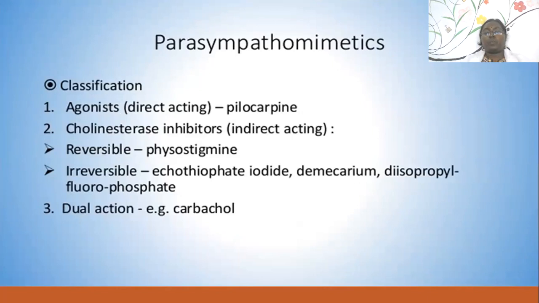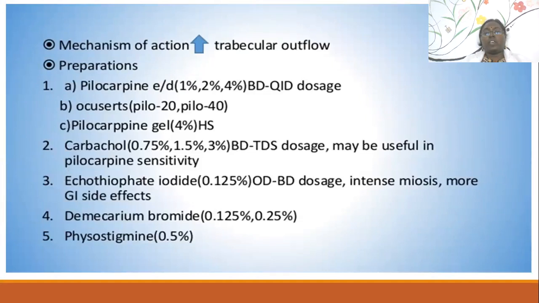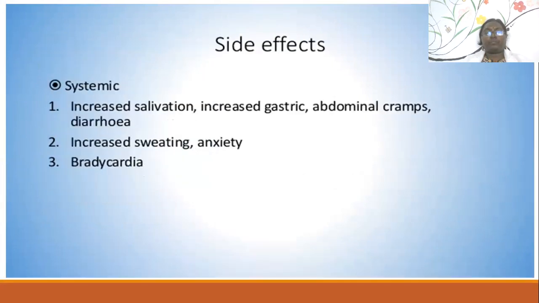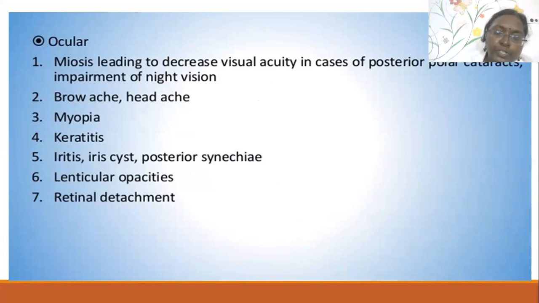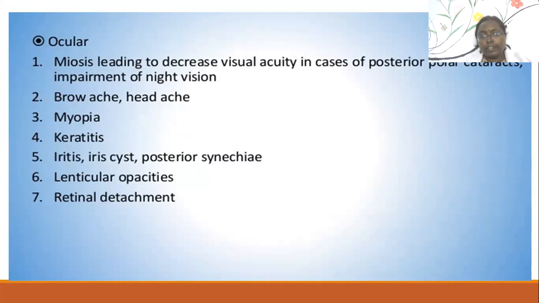Parasympathetic agonist is pilocarpine, dual action, carbachol. Mechanism of action is it increases the outflow through the trabecular meshwork. Side effects include bradycardia and increased salivary secretions. Ocular side effects include miosis, which reduces the visual acuity in cases of PPC, posterior polar cataract. There is impairment of night vision, and brow ache, headache can be there. Patients can come with myopia, keratitis, iritis, lenticular opacity, retinal detachment.